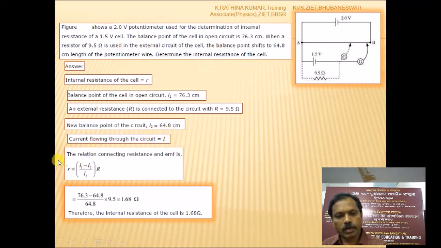By the relation for internal resistance by the potentiometer, r = (L1 - L2)/L2 × R. Substituting, (76.3 - 64.8)/64.8 × 9.5, we get 1.68 ohm. So this is the internal resistance of the given cell as per this diagram. Before doing the numerical problem, you have to draw the circuit diagram, write the given values, the formula, and the actual substitution and simplification. You will get the result and you can get full marks if this procedure is followed.